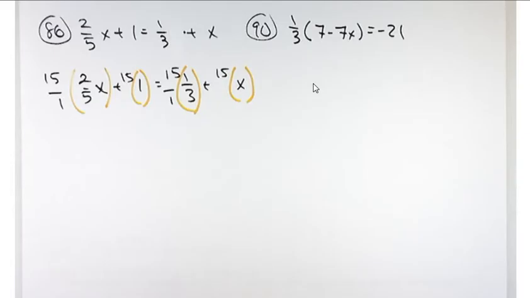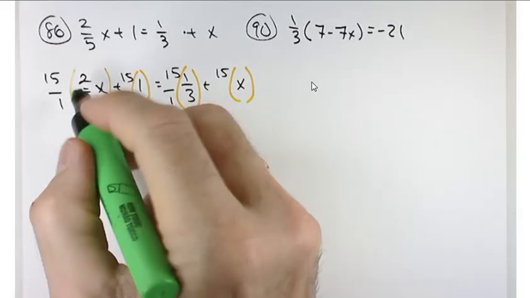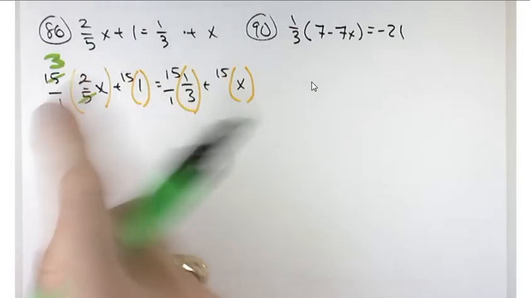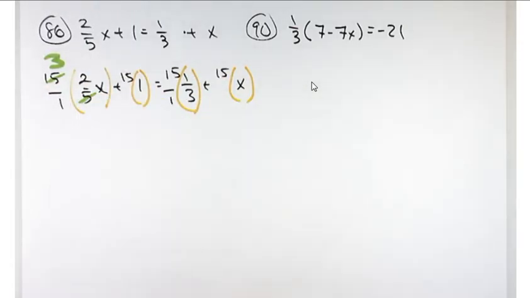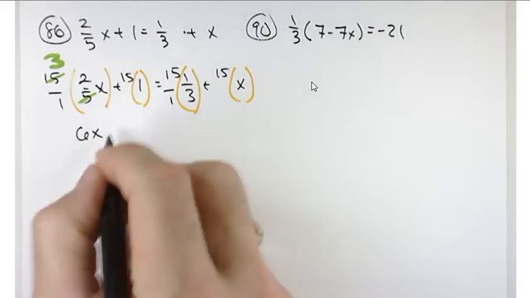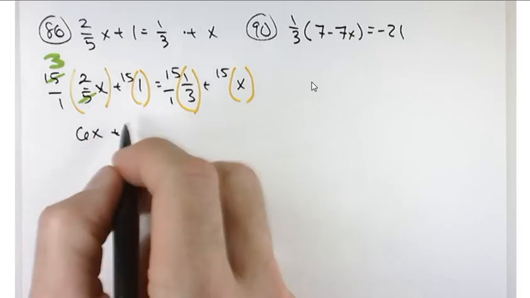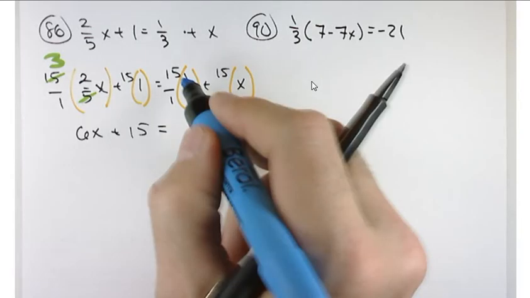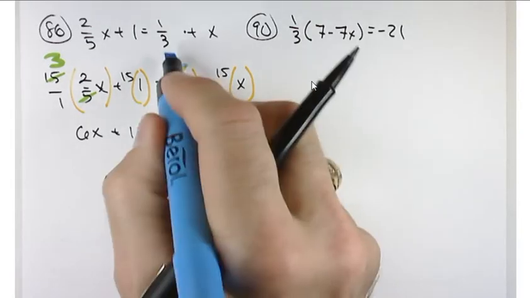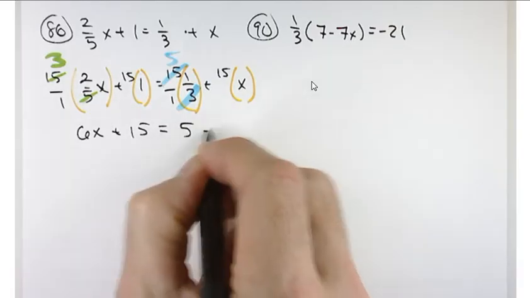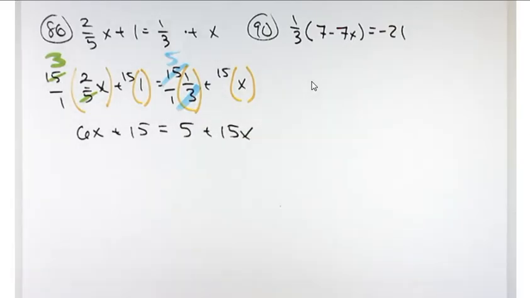All right, let's do some cancellation. 5 goes into 15 how many times? 3. 3 times 2 times x, 6x. Good. Plus, do I need a calculator for this one? No. 15. Good. 5 times 1 over 5 is just 5, plus 15x. So great. In one step, we got rid of all the fractions.